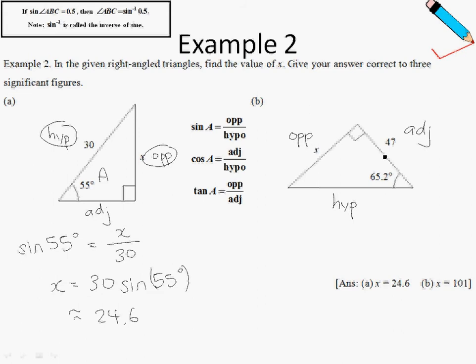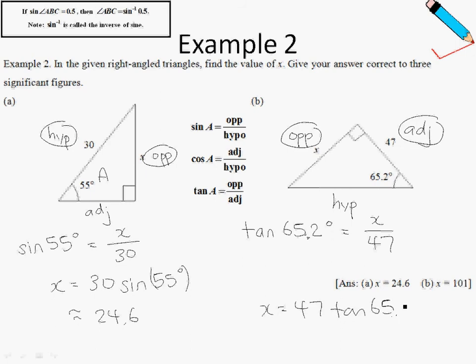We are given the opposite and the adjacent. If we look at the trigonometric ratios over here, which function has opposite and adjacent? It has got to be the tangent function. So in part B, I will make use of tangent 65.2 degrees equals to opposite, which is x, over adjacent, which is 47. Therefore, x is just 47 multiplied by tangent 65.2 degrees.